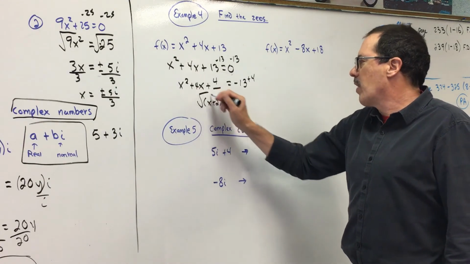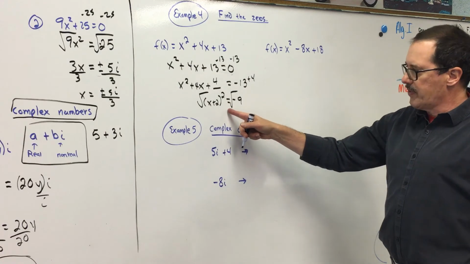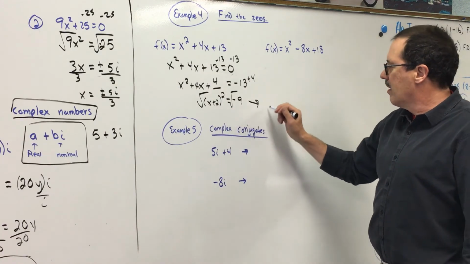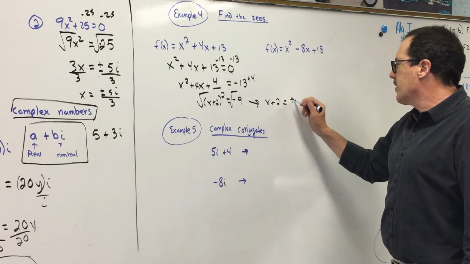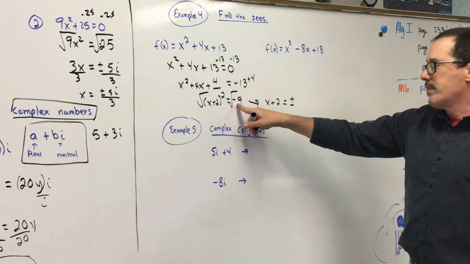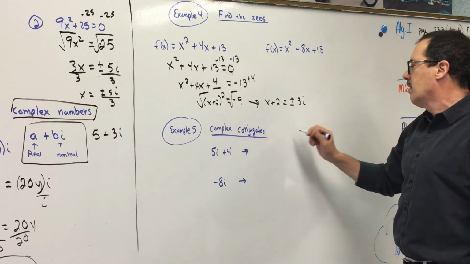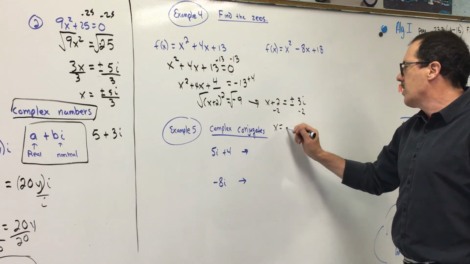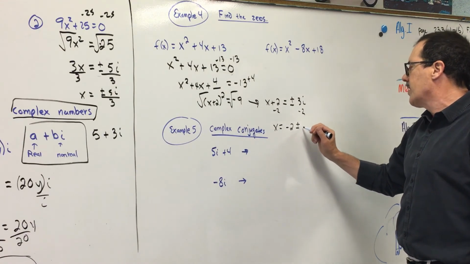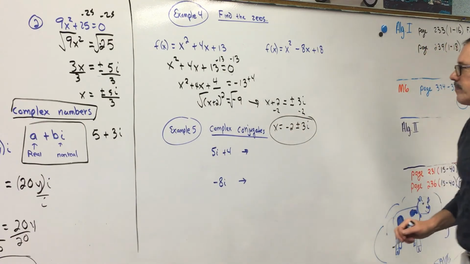And then you take the square root of both sides. This is going to be x plus 2 equals plus or minus the square root of negative 9. Square root of 9 is 3, but you got a negative in there, so that'd be 3i. So then you're going to have to subtract 2 from both sides. So then you get x equals negative 2 plus or minus 3i. And that's the way you want to write that.